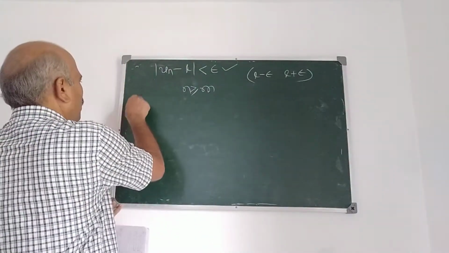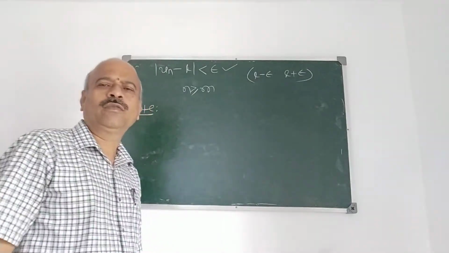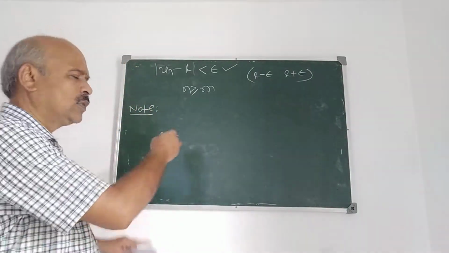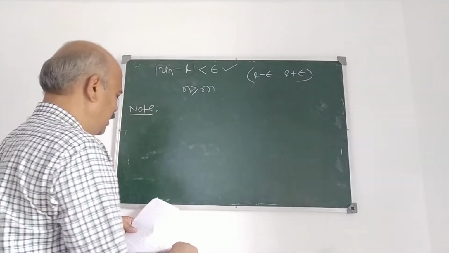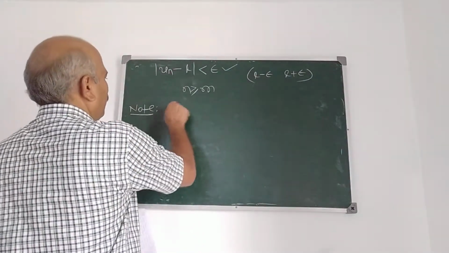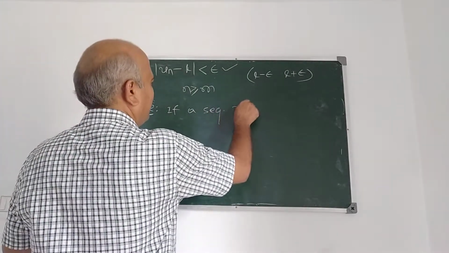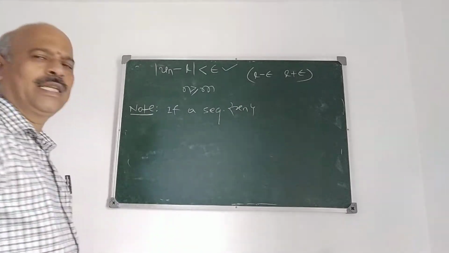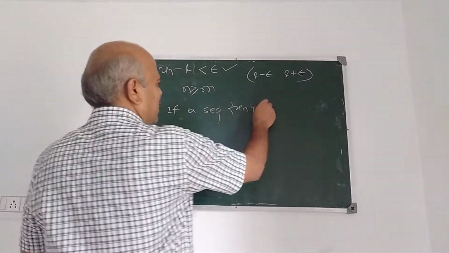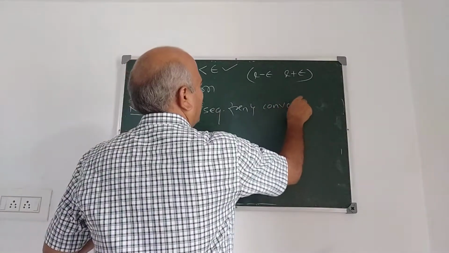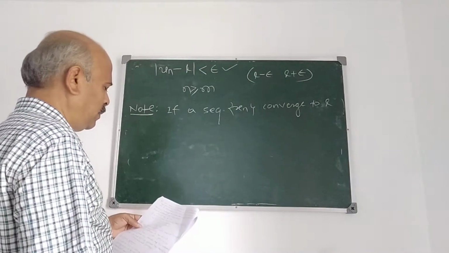Now, one important thing here. This is helpful to prove that a sequence is not convergent. Suppose we have to prove that a sequence is not convergent. Then we use this. What is that? If a sequence xn, see, I use different notations here, xn, un, an, etc. If a sequence xn converges to L.